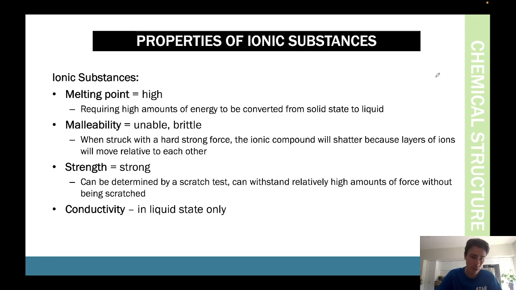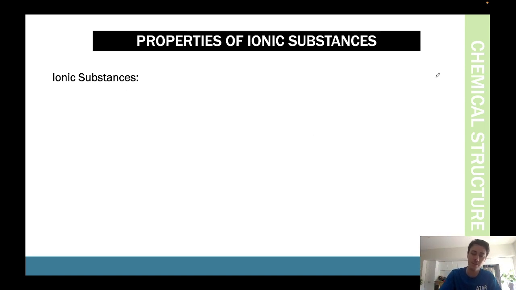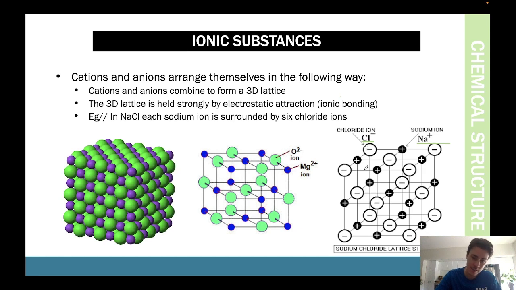Ionic substances. So these are the properties. They have a really high melting point. They're not very malleable. They're quite brittle. So what that means is if I were to hit them, if I go back, what happens if I hit this is instead of having the electrons move in between and allow for these molecules to sort of squish up together, there's nothing moving around.